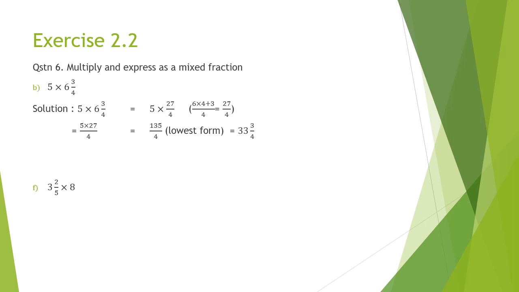Our next question, 3 integer 2 by 5 multiplied by 8 gives 17 upon 5 multiplied by 8, which gives 17 multiplied by 8 whole divided by 5, gives 136 upon 5, which is in the lowest form and it is also an improper fraction. So we have to convert it into a mixed fraction. So it gives 27 integer 1 by 5.